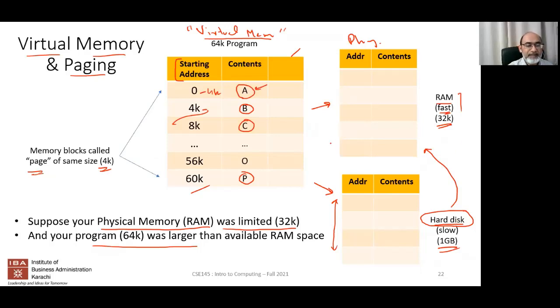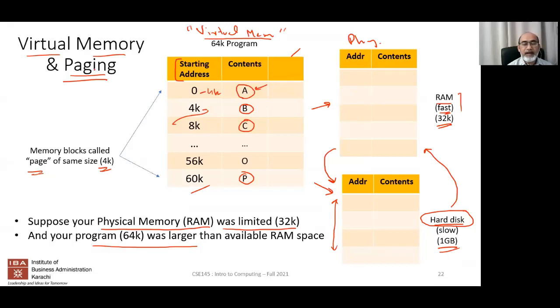And anything which hasn't been used for a while, you could have a fancy algorithm to figure out which book or which page hasn't been used the longest. And what you simply do is swap that into your hard disk, and you bring the page which you need into your RAM. Okay, so this basically is the concept of paging.